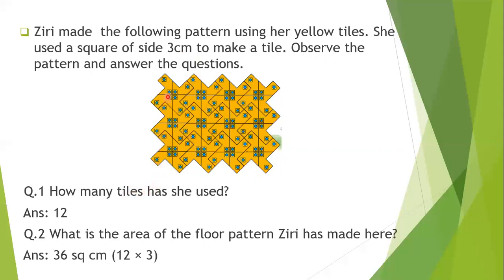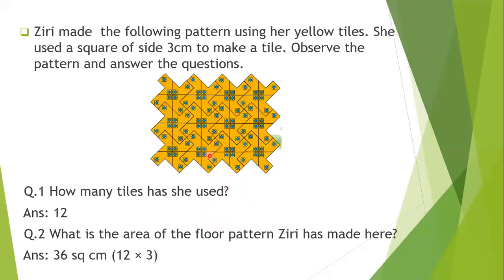You see here, these four circles you can see now, they are the center of one tile. So we will count only that part, then we will come to know how many tiles she has used. See, 1, 2, 3, 4, 5, 6, 7, 8, 9, 10, 11, 12. So for making this pattern, how many tiles has she used? 12 tiles.